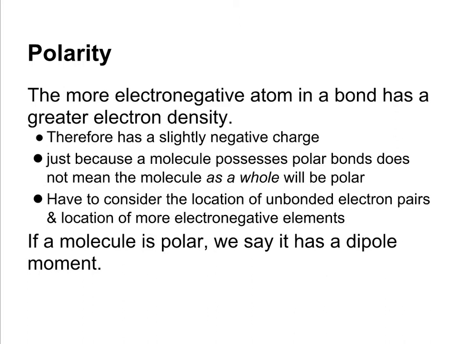If a molecule is polar, we say it has a dipole moment. And we illustrate that dipole moment in a Lewis structure by drawing a symbol that looks like this. It's an arrow with a plus sign through it. The plus sign goes on the side with the positive side of the molecule, and it's pointing towards the negative side.